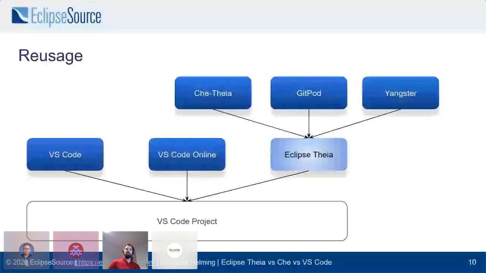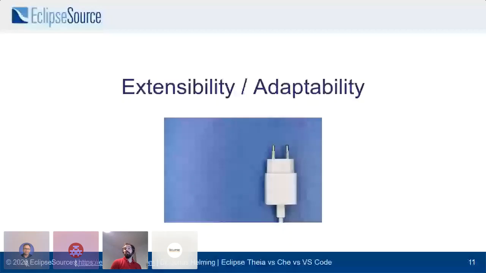All right, let's start with the comparison between Theia and VS Code. There would be hundreds of criteria where you could compare. I restricted it a little bit to the most interesting ones. And the first one is extensibility and adaptability. That means how can you extend the platform? How can you adapt it? How can you change things? How can you add features to a tool based on the respective technology?